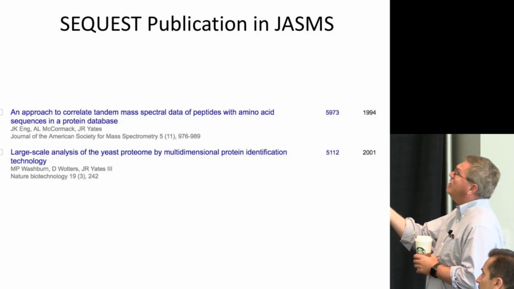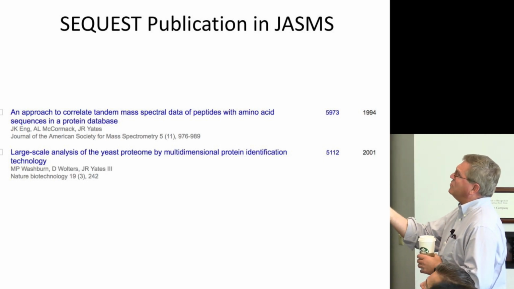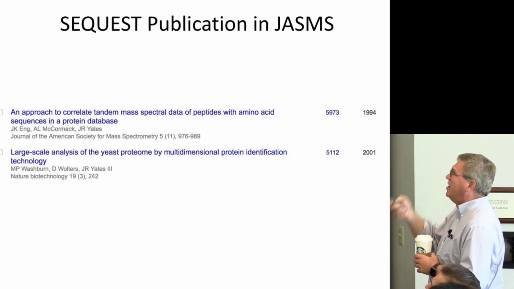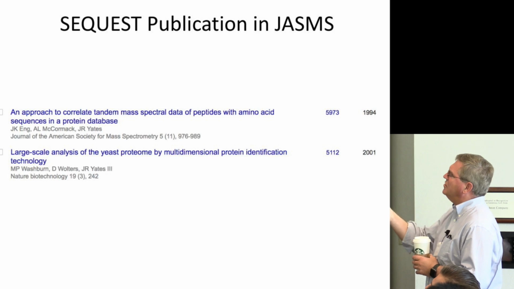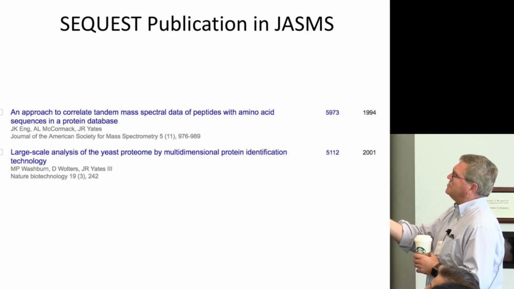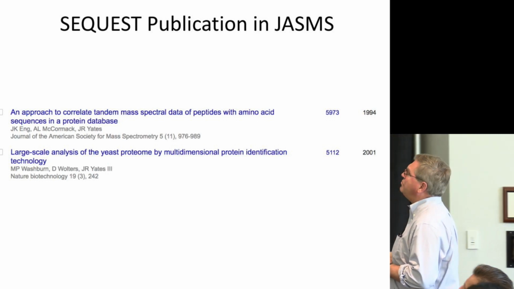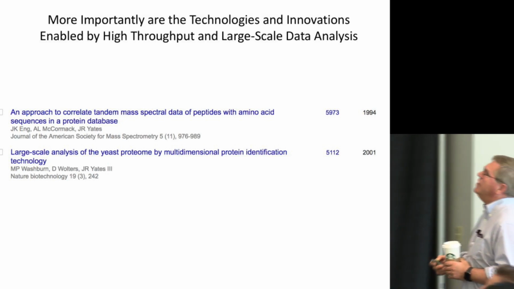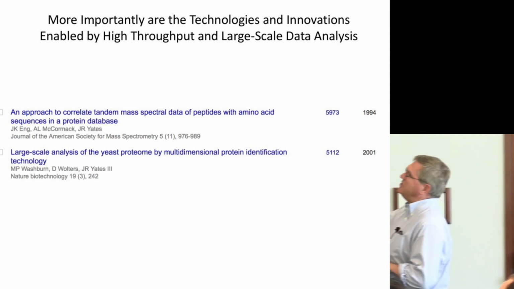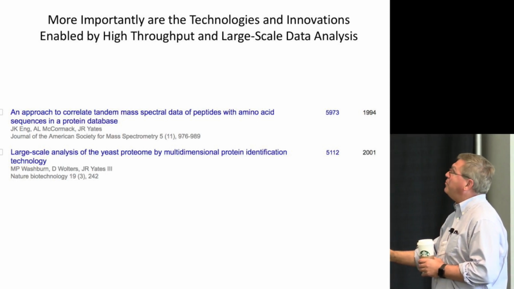So the paper did pretty well in JASMS. It's almost at 6,000 citations now. The yeast paper, doing shotgun proteomics, 5,000 citations. This is this paper in JASMS. I think it's the most highly cited paper in JASMS by maybe a factor of 6 or 7 now. So Mike Gross was pretty happy. More importantly, the technologies and innovations enabled high throughput and large scale analysis, and that just keeps going on and on.